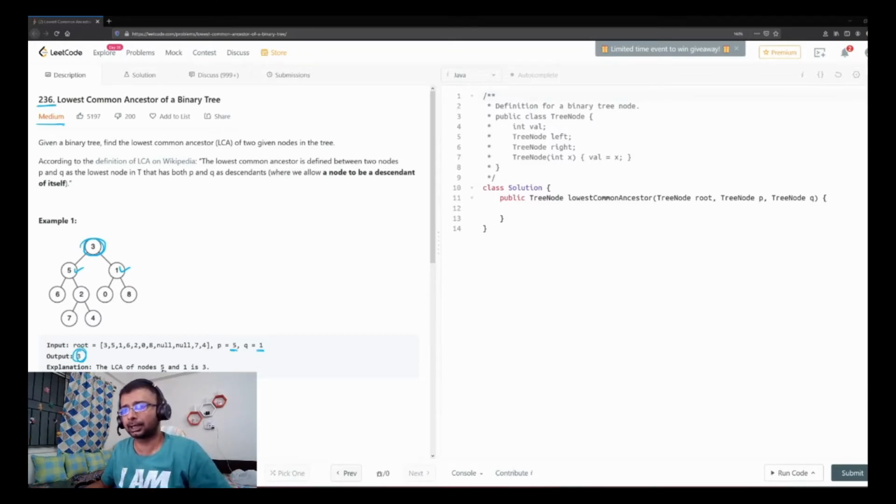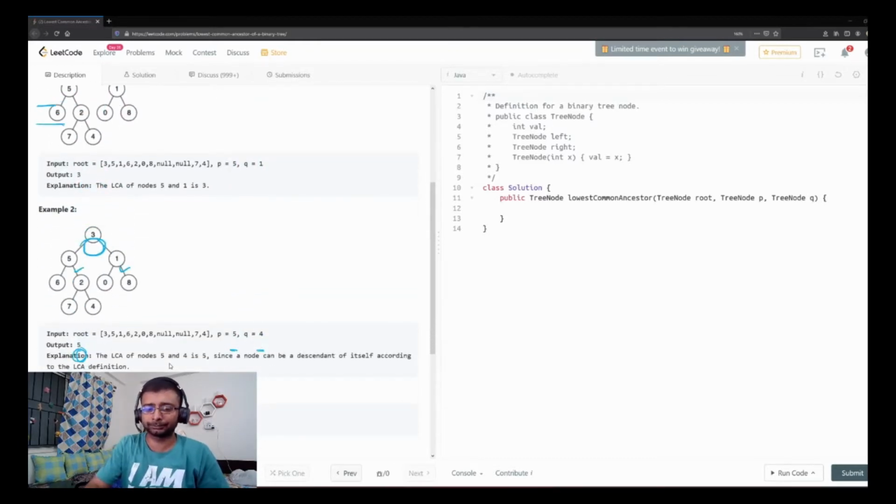Okay, so let's see another example. So here again we are given a similar kind of tree wherein we need to find 5 and 4 in the tree. So you see 5 is present over here and 4 is here. But as you see over here that they do not have a common parent. So 5 here acts as a parent of 4 as well as itself. So 5 would be our answer over here.